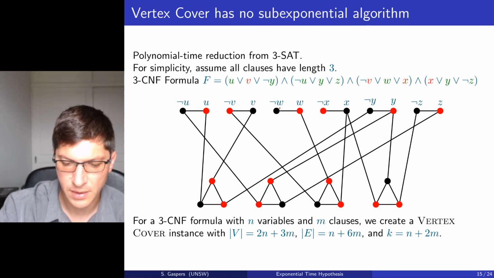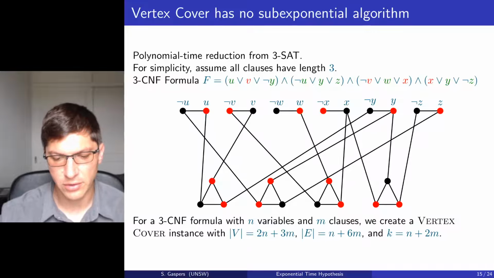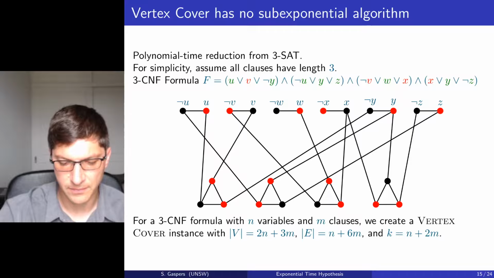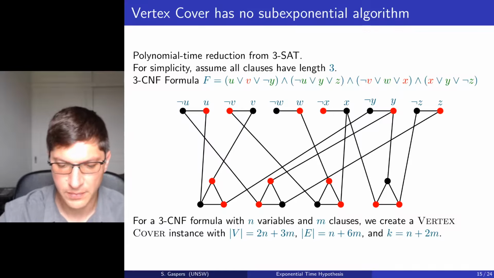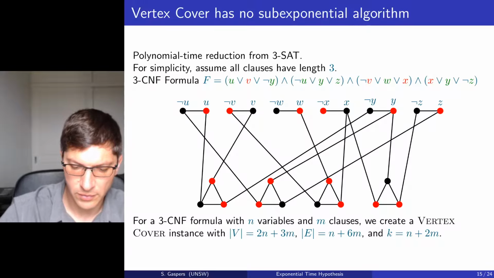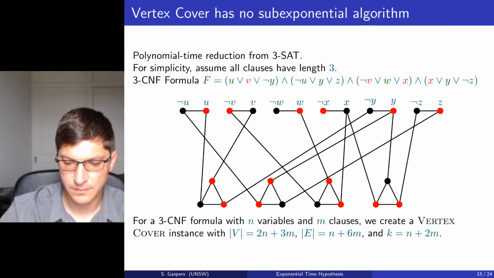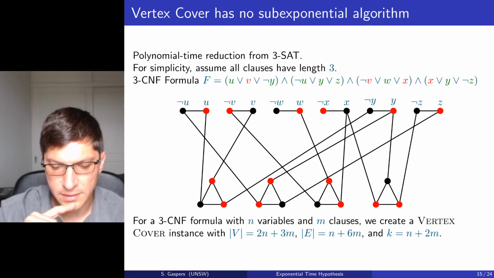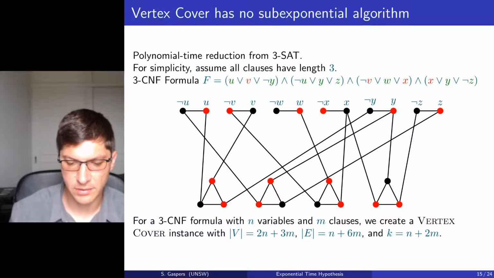Okay, so we have such an edge for every variable in our formula, and now for every clause we also have 3 vertices. So we will have a triangle for each clause. So let's look at the first clause. We have u, v, and not y. So we will have one vertex of the triangle that's adjacent to u, one that's adjacent to v, and one that's adjacent to not y. Okay, and we keep doing this for every clause and for every variable, and this is our construction.